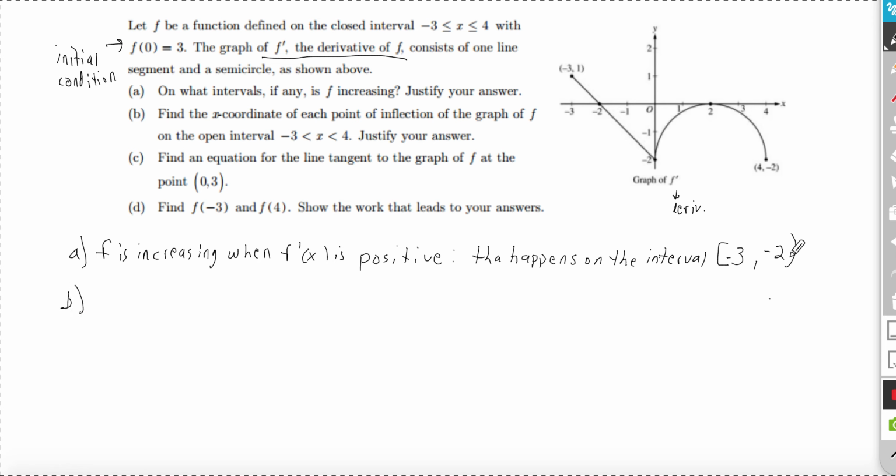Now, if we want to be really specific, technically we're increasing all the way up to -2. That's what their rubric said that year, because even though f prime is 0 there, that's kind of when we stop increasing, when x is -2. But they don't care if you put a bracket or a parenthesis there.